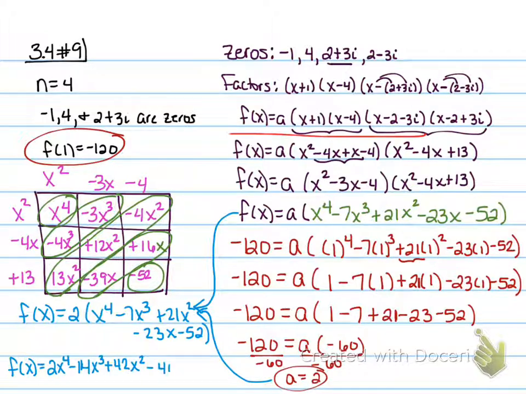Minus 46x minus 104. And that should be the polynomial that has a degree of 4, which we can see it does. It should have zeros at negative 1, 4, 2 plus 3i, and 2 minus 3i. And it should go through the point 1, negative 20.